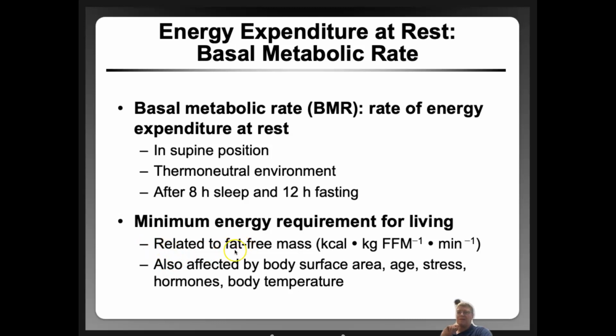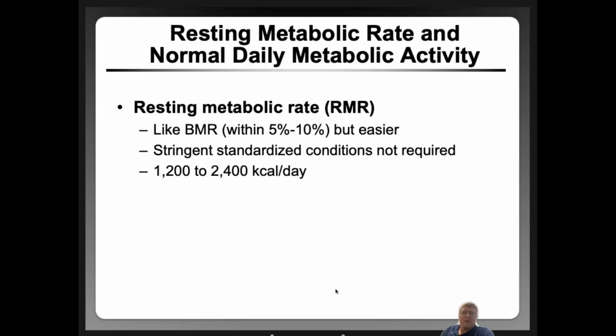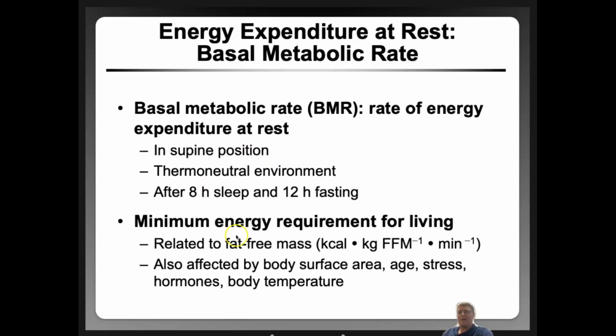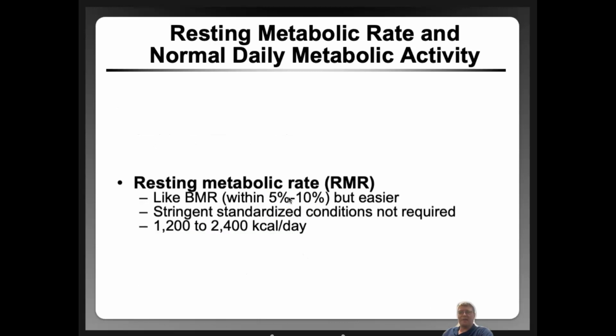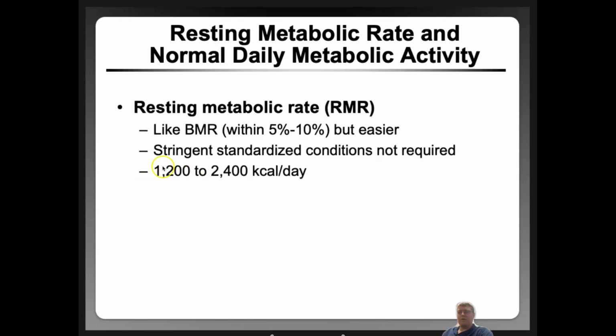This would be related to the fat-free mass, in kilograms, and this is also affected by surface area, age, stress, hormones, body temperature. So that one's not as easy to calculate as RER would be. Your normal daily metabolic activity is going to be like the BMR, but within 10 to 15%, so it's a little easier to get. Stringent standardized conditions are not required, like the 8 hours of sleep and 12 hours of fasting. That's where it's going to be somewhere between 1,200 and 2,400 calories a day.